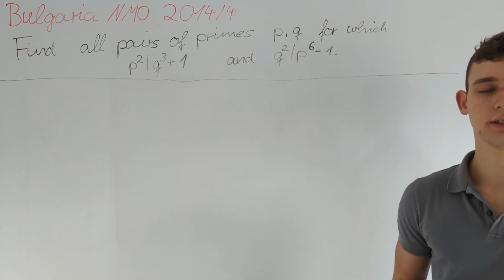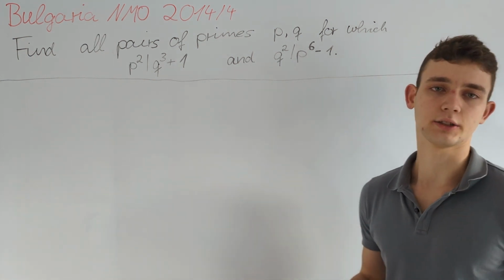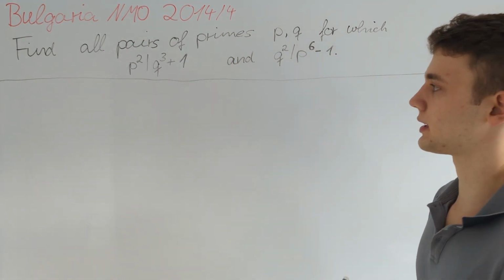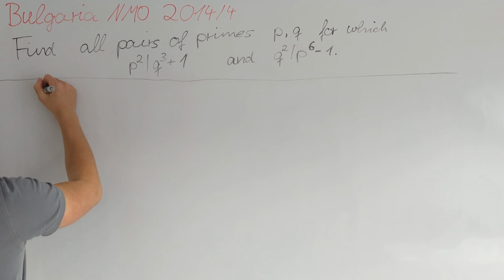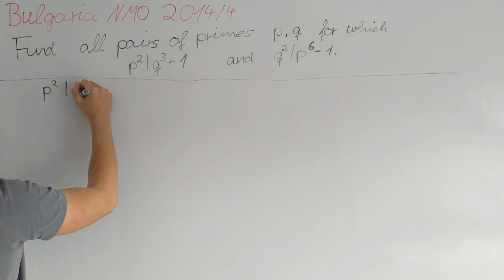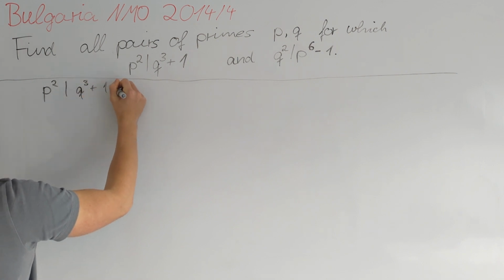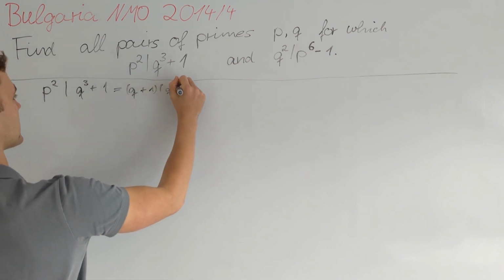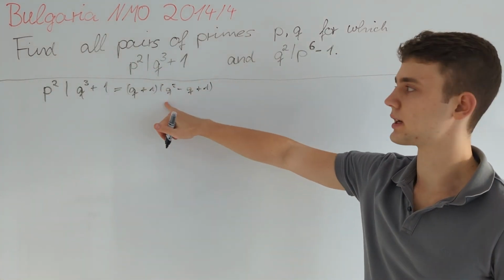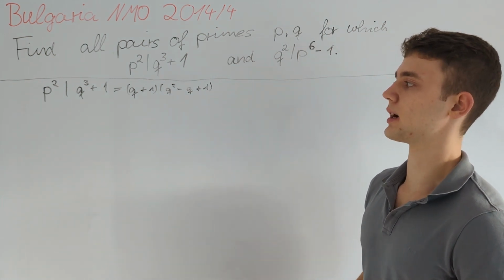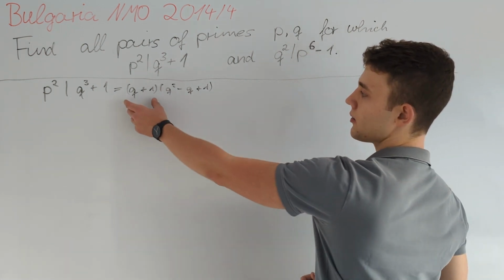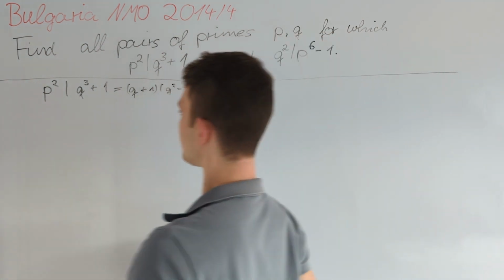When dealing with divisibility conditions, we would like to make factorizations. And in this case, this looks pretty easy because we know how to factor the right-hand sides of both of these terms. So, firstly, let's take a look at what this gives us. Well, we have p squared divides q cubed plus 1, which is nothing but q plus 1 times q squared minus q plus 1. Taking a look at this statement, we can immediately use the fact that p is a prime, because this gives us only finitely many cases for how p can divide both factors.